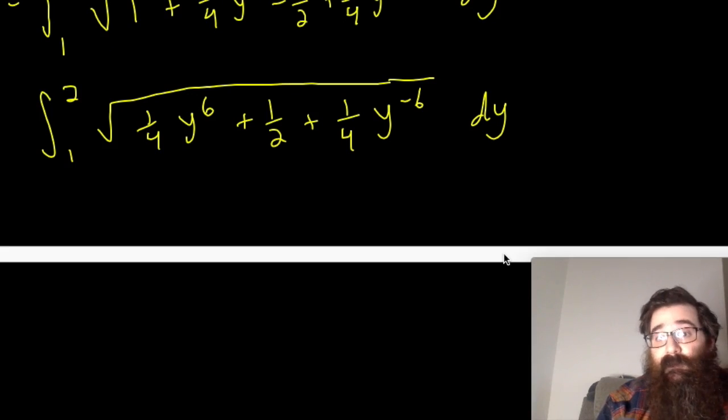We look at this, it looks very menacing, and we say, well, what could I do in this case? I want to integrate this. I have all this crazy stuff under the square root. How am I going to integrate this, right?